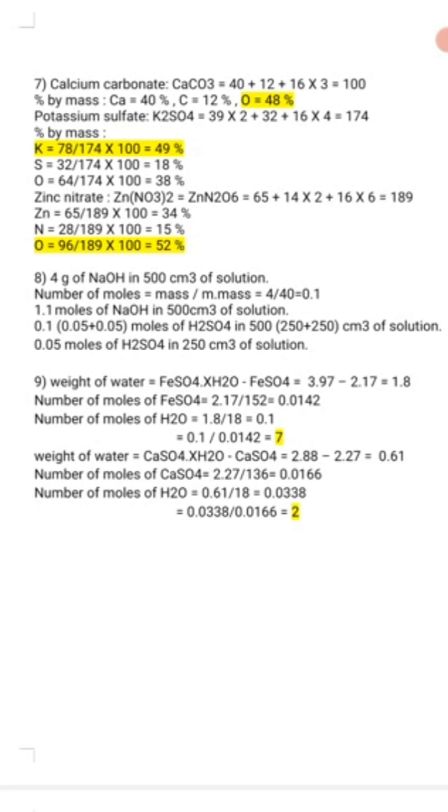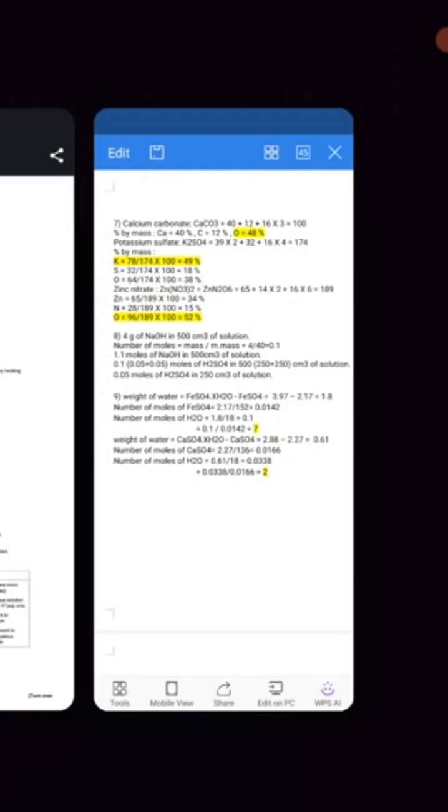Again in the same way we calculate 1.8 divided by 18 for water और जो आपका least number है उसे आप divide करेंगे and you will get the number of moles. We will do the same for calcium sulfate and iron sulfate. You will get the result and the correct option is D.